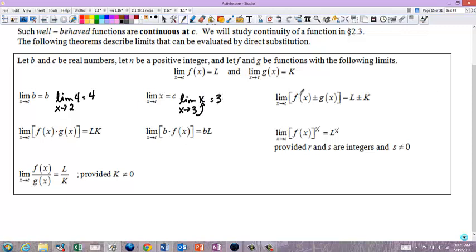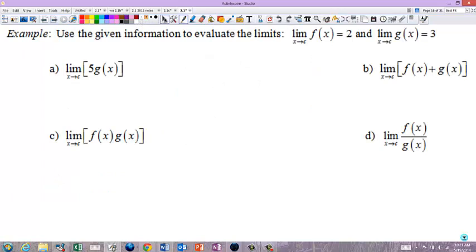If you have two limits being added together, you can split them apart. Two limits being multiplied together, you can split them apart and multiply them. If it's being multiplied by a constant, you just multiply it by the answer. You can raise a limit to an exponent, and you just raise the answer to an exponent. And you can divide limits, provided that they're continuous functions.